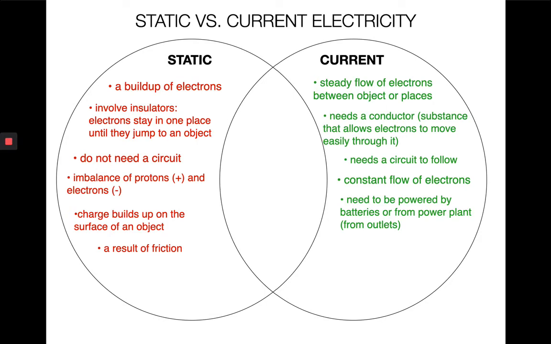Current electricity, however, needs to be powered by batteries or from a power plant, so the outlets in our houses use current electricity. And we have two kinds of current electricity. We have direct current, which is from batteries, and alternating current, which is from the power plants, and that's the electricity that we get in our houses from our outlets.